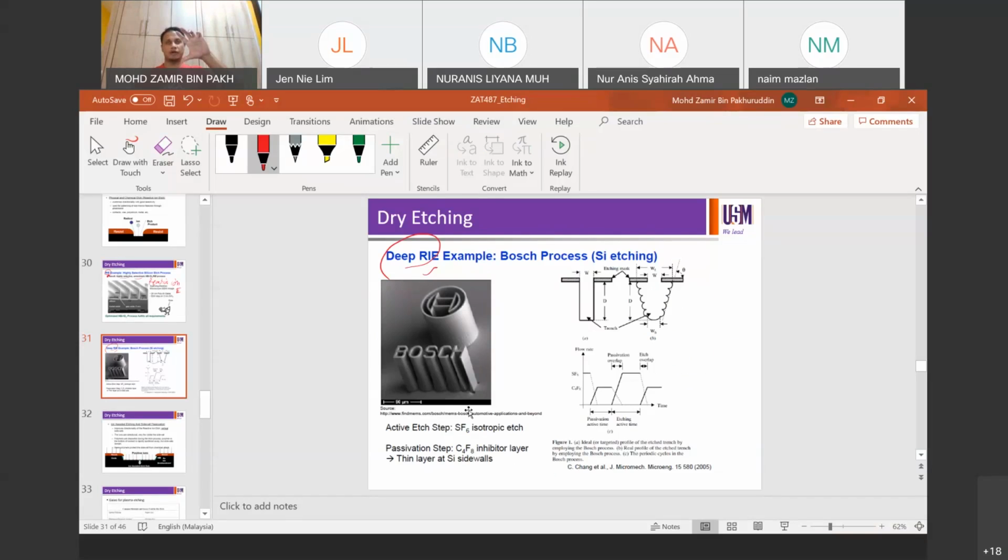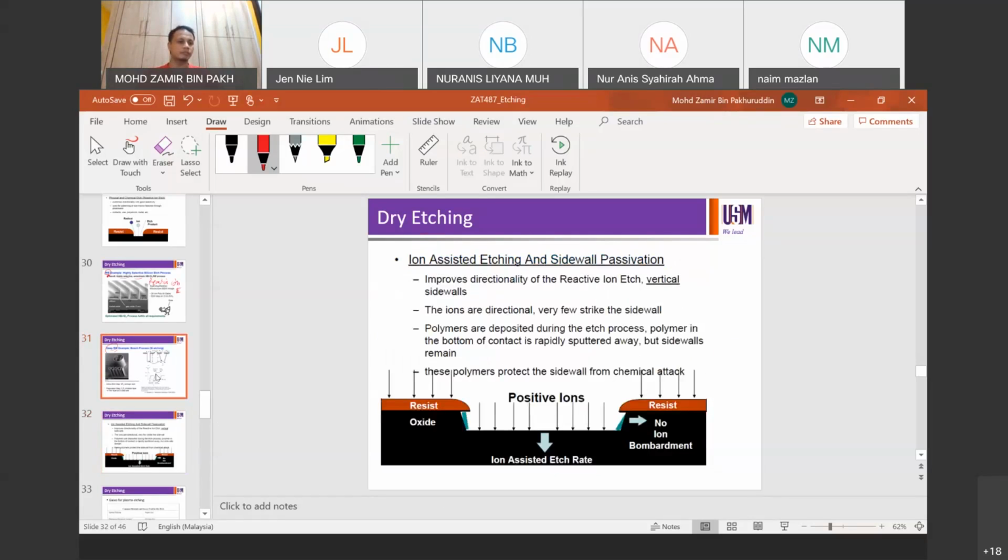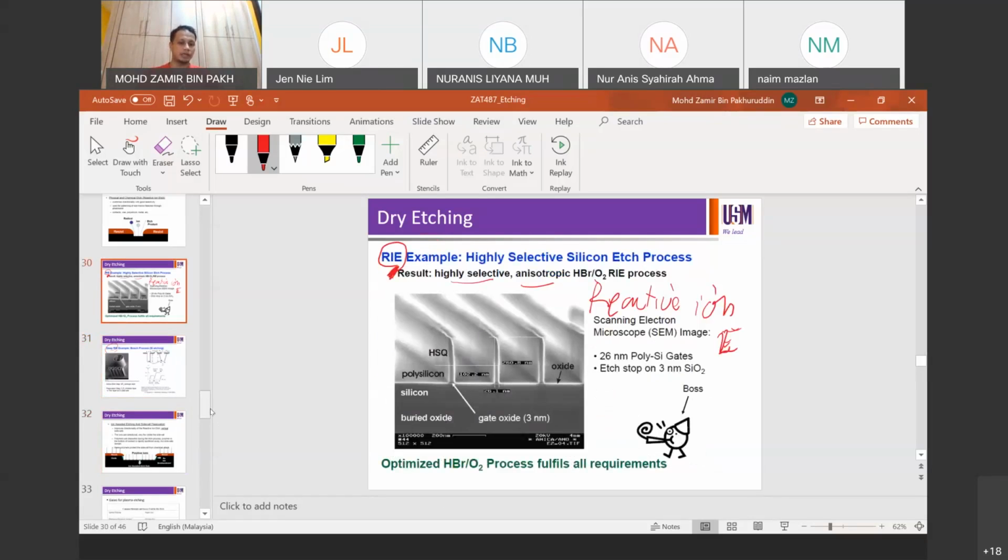So you need a very deep plasma anisotropic, deep anisotropic plasma to do the etching. So in this case, DRIE is used, deep RIE, if you want to go for deep etching process. So etching ni pakai SF6, right? SF6, and you can see the illustration there, but it's deep in nature. Right, okay, I'll just stop here.